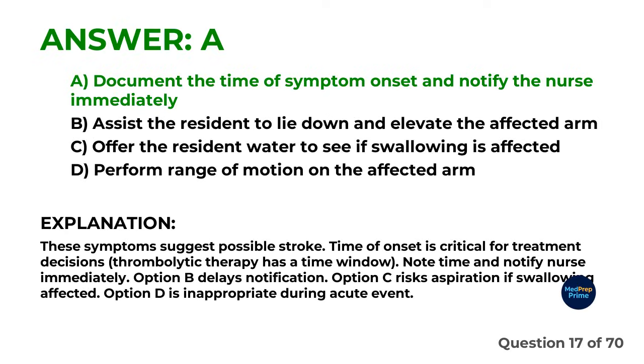Correct answer A. These symptoms suggest possible stroke. Time of onset is critical for treatment decisions. Thrombolytic therapy has a time window. Note time and notify nurse immediately. Option B delays notification. Option C risks aspiration if swallowing affected. Option D is inappropriate during acute event.